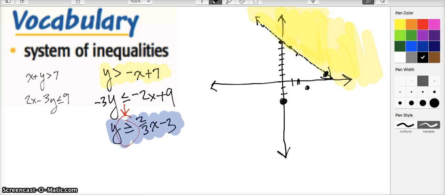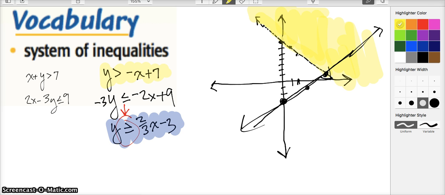Notice that y is greater than or equal to. That lets me know that I have a solid line. And y being greater than means that I'm going to shade above this line, and we call this the blue equation, so I'm going to shade it above it in blue. And we get that. And so this is basically how we're going to do these problems, all right?